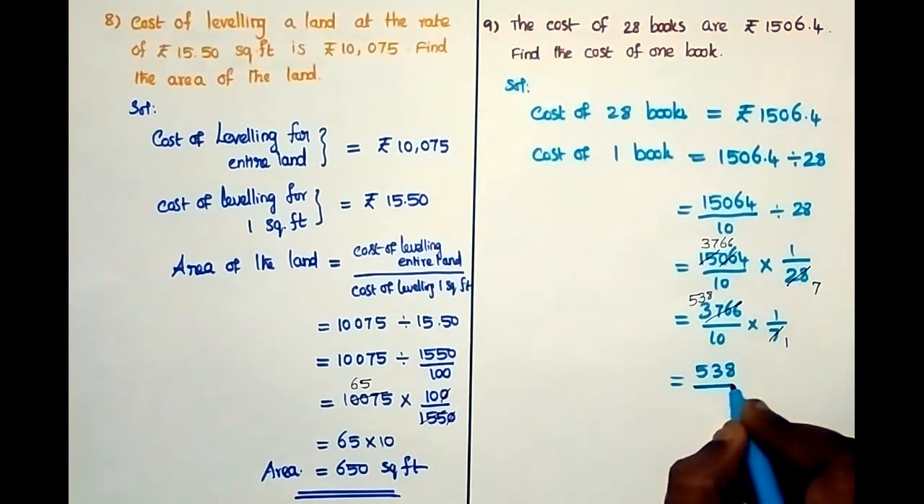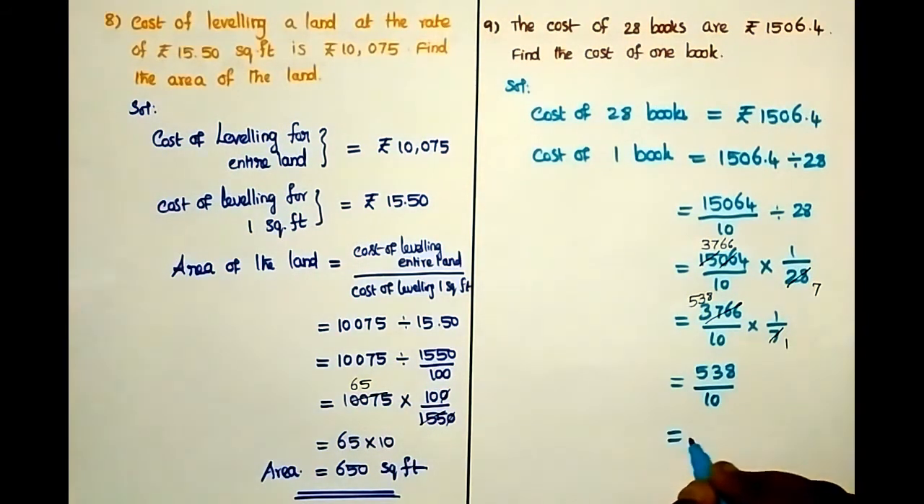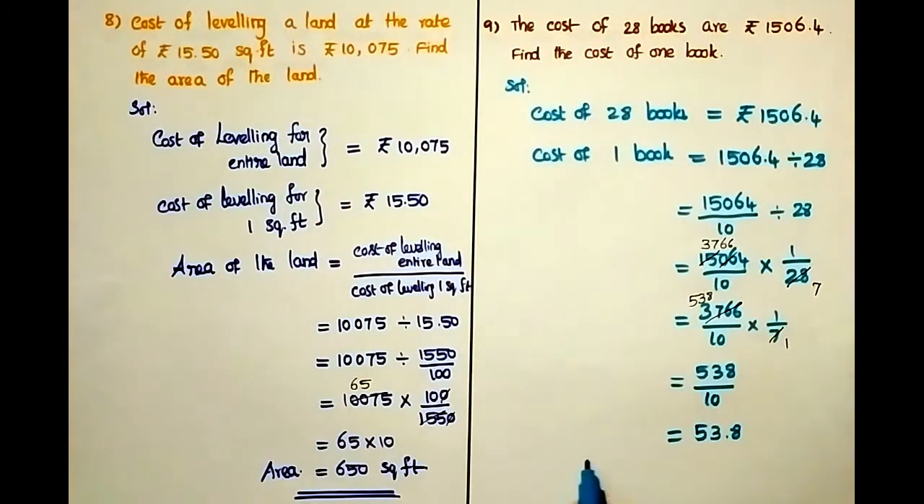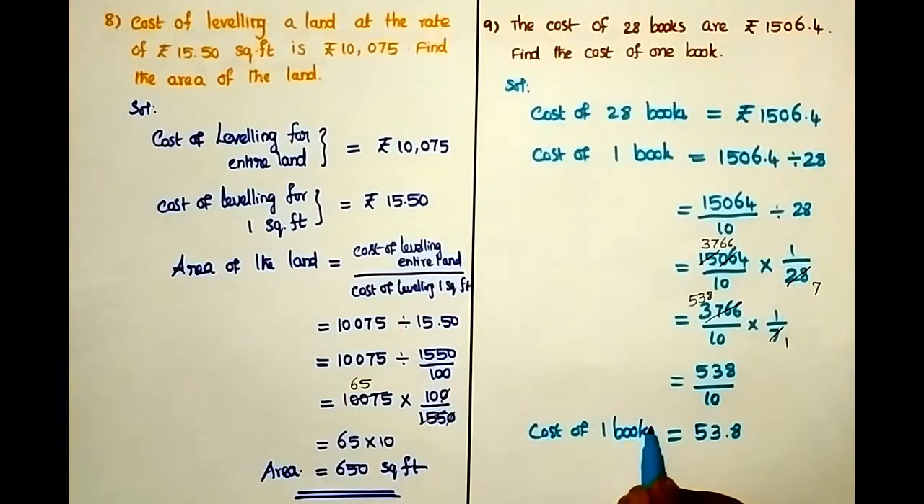So 538 divided by 10. Now we get 53.8. That is cost of one book. We can write 53.80. That is the answer.